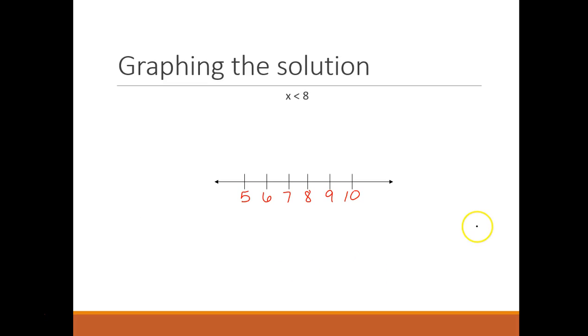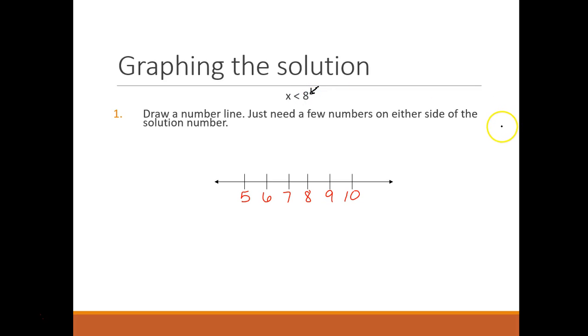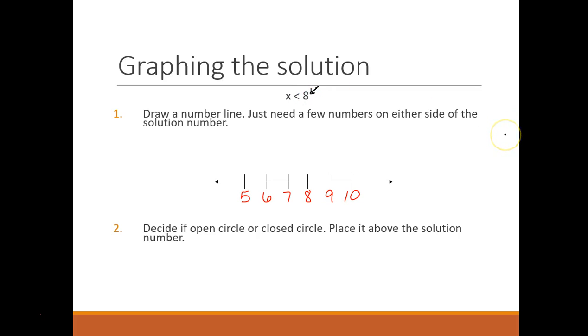So for x less than 8, I'll sketch a number line. It doesn't have to go to or from any particular number. It doesn't have to include 0 or negatives. I try to keep the number that is in the inequality towards the center, just so I have some space to draw. This is a less than, so I'm going to need to use an open dot. You put it either right on the number line or you can put it above.